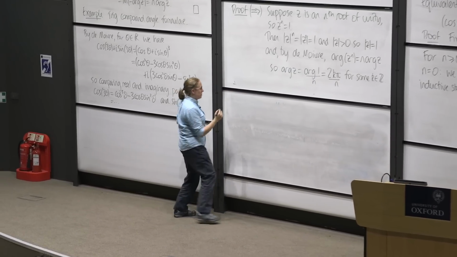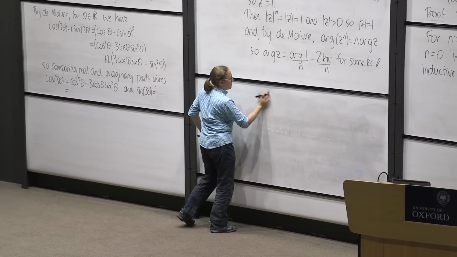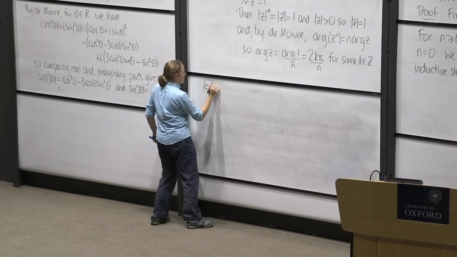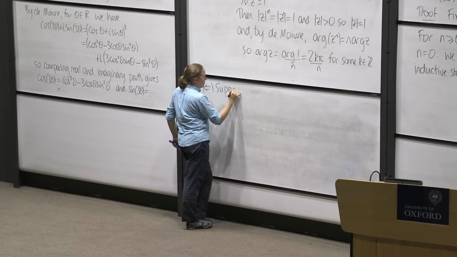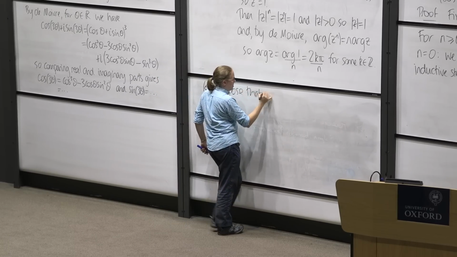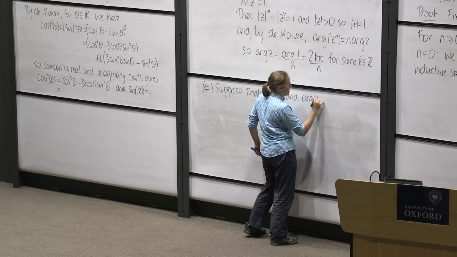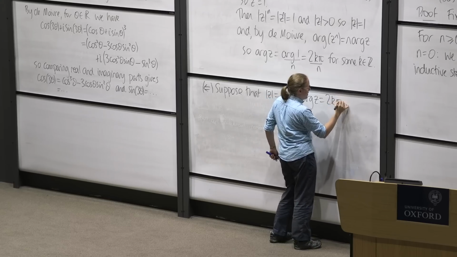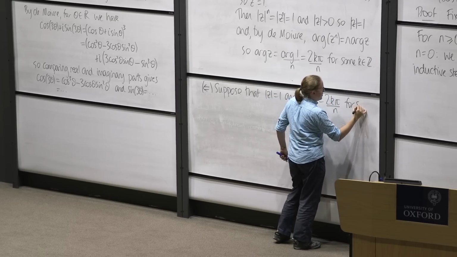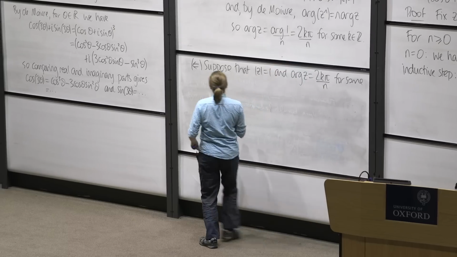The other direction, let's get rid of these smudges for you. The other direction, so now we're going to suppose that the modulus of z is equal to 1 and the argument of z is 2k pi over n for some integer k.